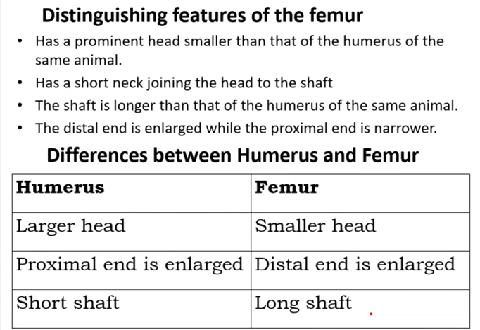Difference between humerus and femur: the first one, the humerus has a larger head while the femur has a smaller head. The second one, the proximal end of the humerus is enlarged while the femur's distal end is the one which is enlarged. The humerus has a shorter shaft while the femur has a longer shaft. Then another difference, the humerus has an olecranon fossa which fits into the olecranon process, and the femur lacks an olecranon fossa.